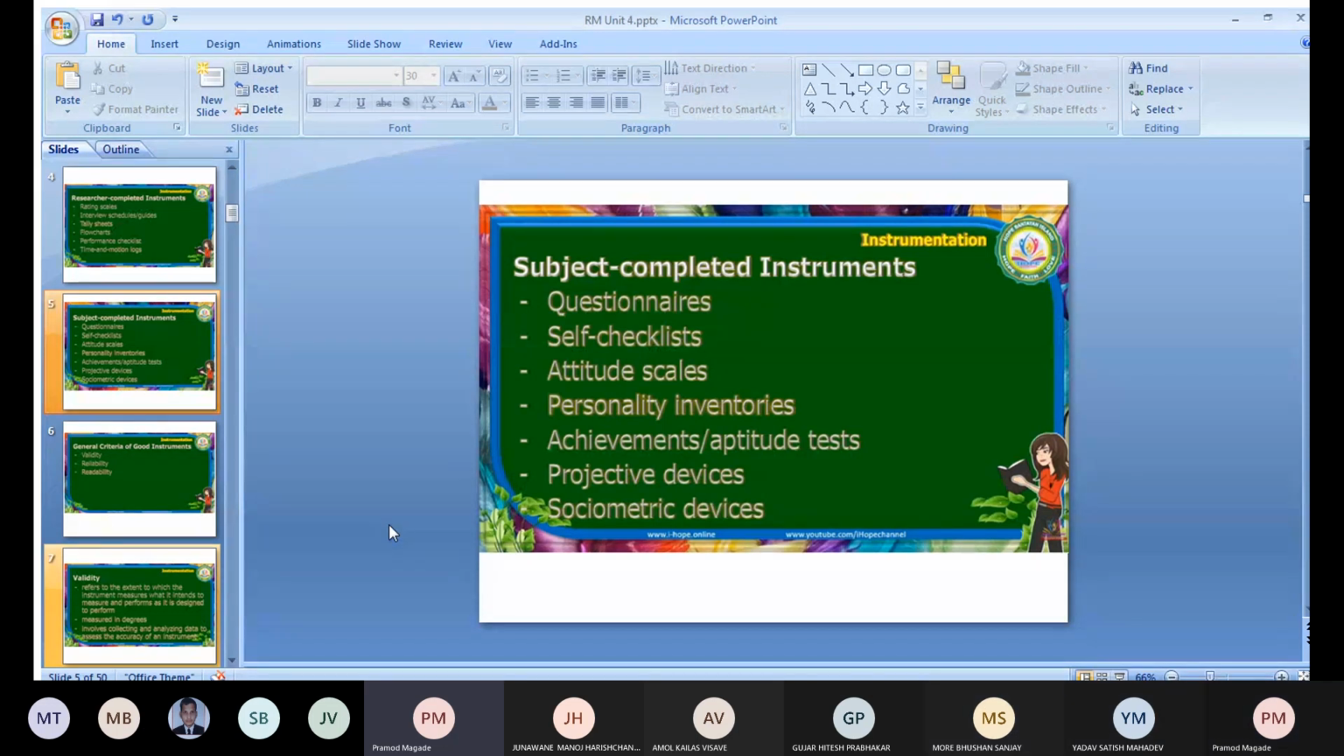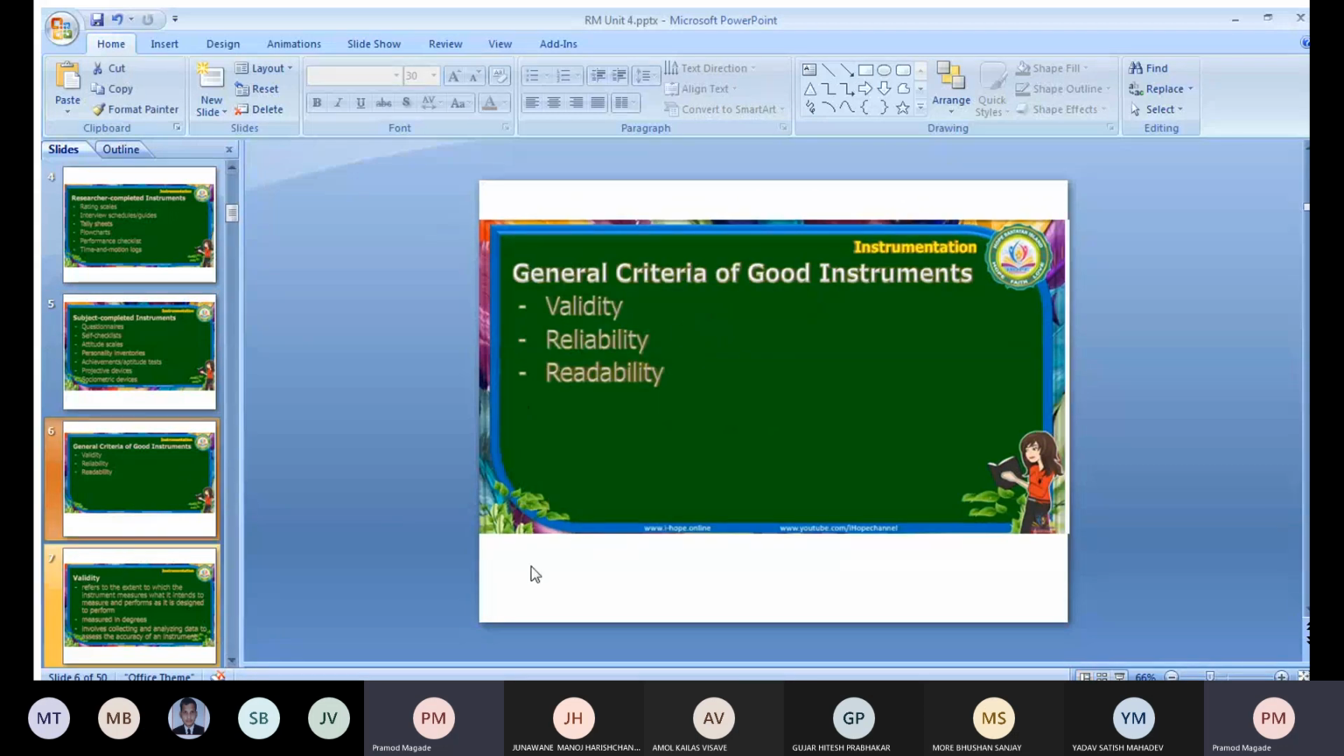Okay. So now the next part is very important: general criteria for good instruments. So the criteria is the instrument should be in such a way that it will give fruitful results. First thing. Second thing, it will validate that result. And third thing, it should be readable.